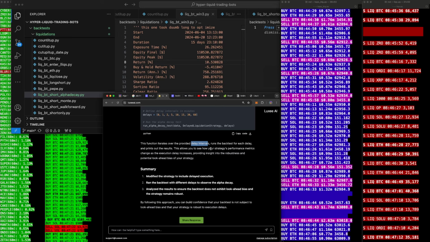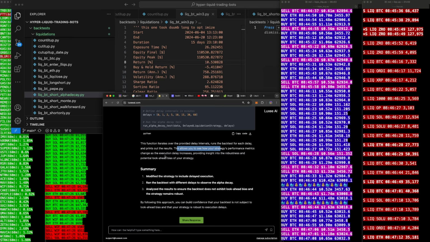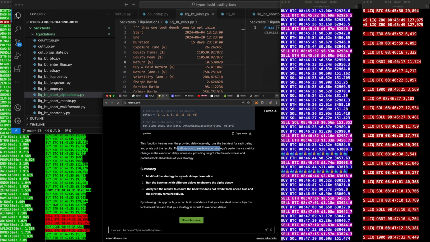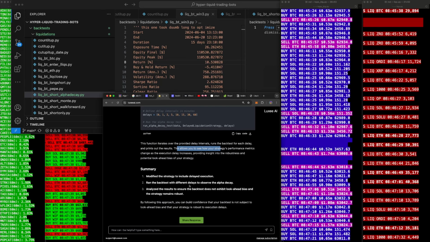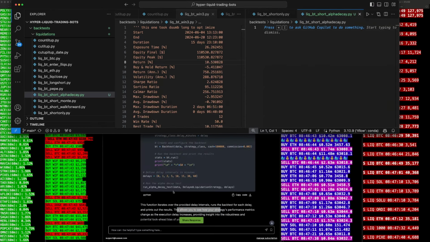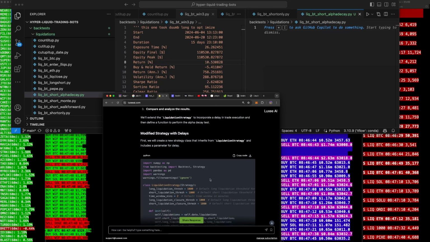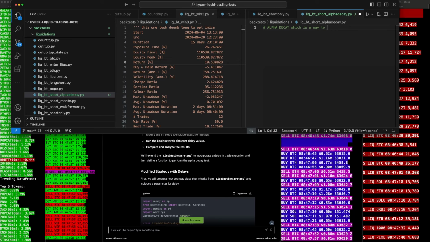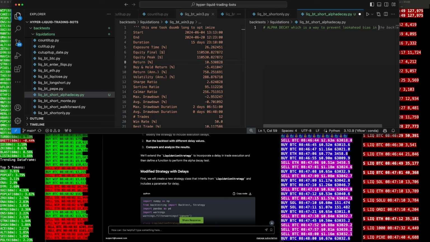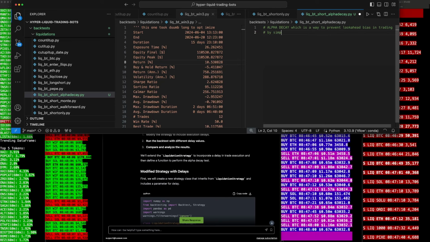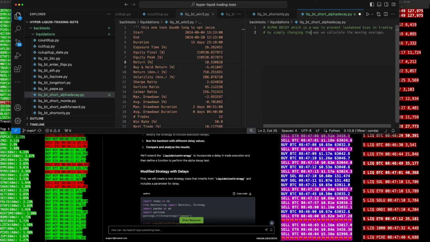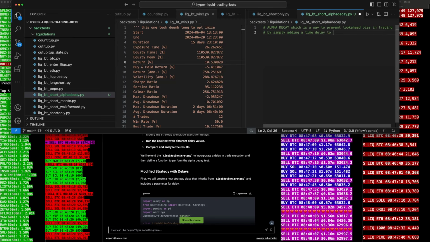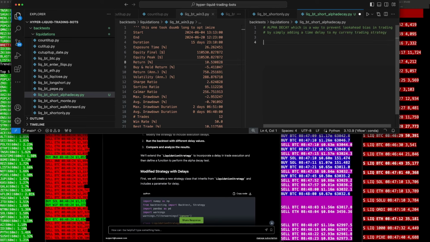Summary: this allows you to see the strategy performance metrics change as the execution delay increases, providing insights into the robustness and potential look-ahead bias of your strategy. Modified the strategy to include the delay execution, ran the backtest with different delays to observe the alpha decay. So let's get up here and just start pasting in this code. This is alpha decay, which is a way to prevent look-ahead bias in trading by simply adding a time delay to my current trading strategy. Okay, let's paste that part in.